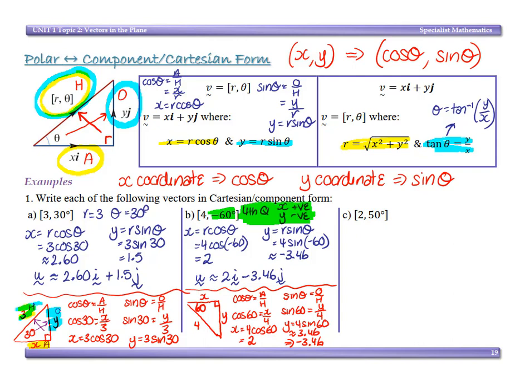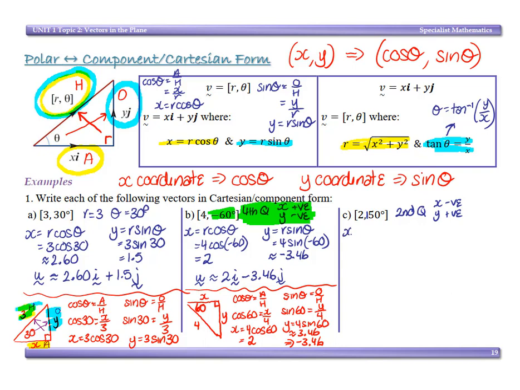Now I'm going to change this last one so we have it a little bit different. Let's make it 150 degrees. Okay, so to 150 degrees. That means we're in our second quadrant. So in our second quadrant, x would be negative and y would be positive.